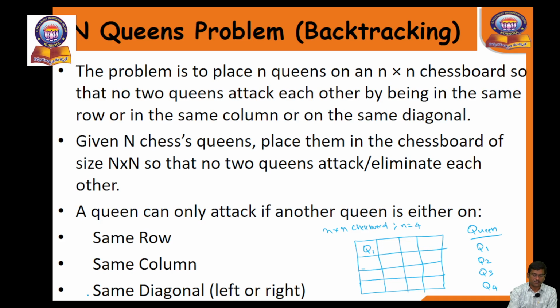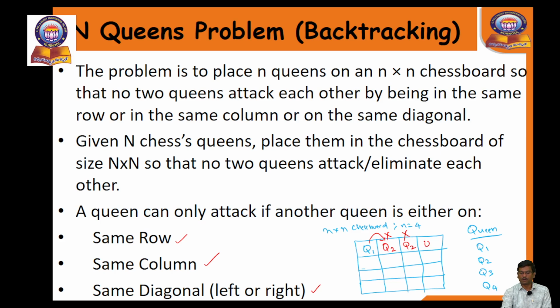What does this mean? If I place queen 2 in this scenario, then these two queens will be under attack. So that is not the solution. Similarly, I cannot place Q2 in the next one. This is also not the solution, because these two queens will be under attack. That is, it should not be within the same row, the same column, or the same diagonal. So here, if you place queen 2, this is also not the solution, because queen 1 and queen 2 will be under attack.